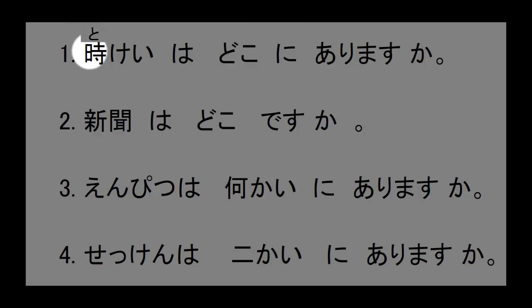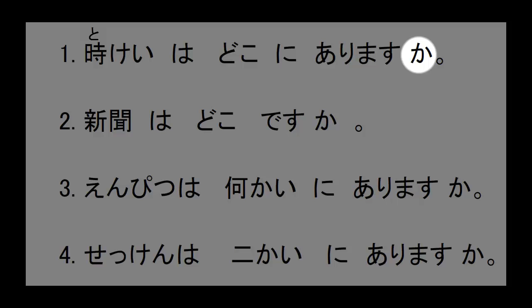Starting with number 1. Tokei wa doko ni arimasu ka? Okay, the first thing we do when we look at a sentence is just check the verb, and that tells us what kind of sentence we're dealing with. In this case, it's arimasu, which means to have or to exist. And it's got a ka on the end, so it means it's a question. So it's do you have or is there.